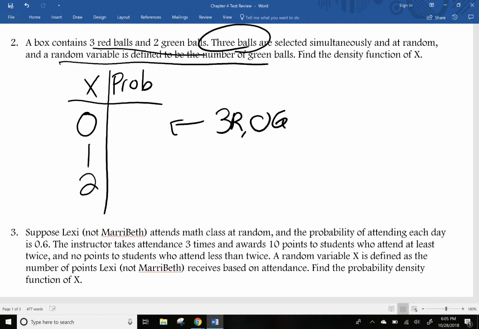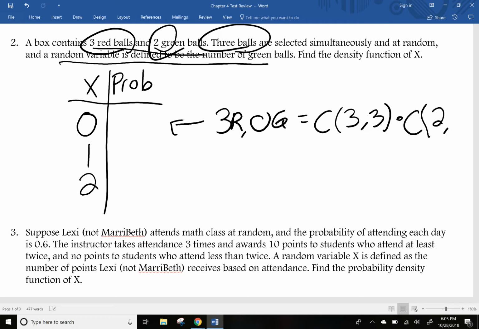So the combination for that, remember, you're choosing 3 red. There are 3 red to pick from, and you're choosing all 3 of them. This is the total number of red, and this is how many you're picking for this particular circumstance. So combination 3 choose 3, and then multiply that with the combination of choosing green. Now you're not choosing any green. There are 2 in the box for you to pick, but you're choosing none of them.